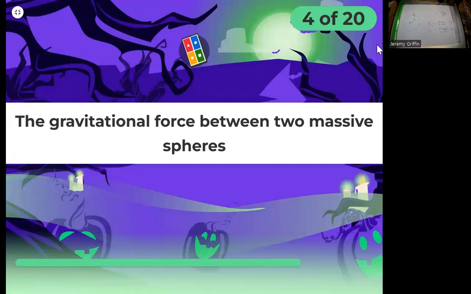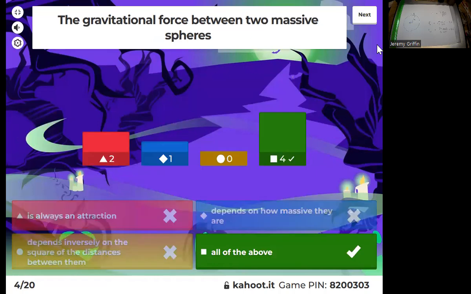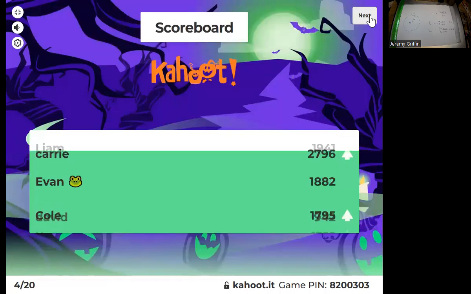The gravity force between two massive spheres. Yeah, those are all true statements. It's always an attraction, it depends on each of the masses, and the force is inversely proportional to the square of the distance between them. Inverse square relationship with distance.